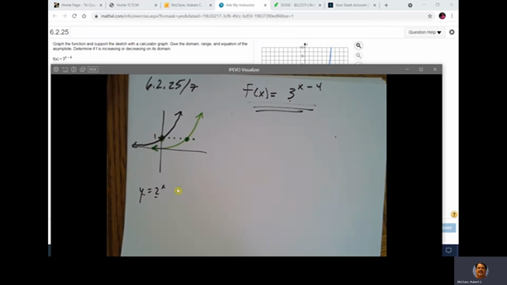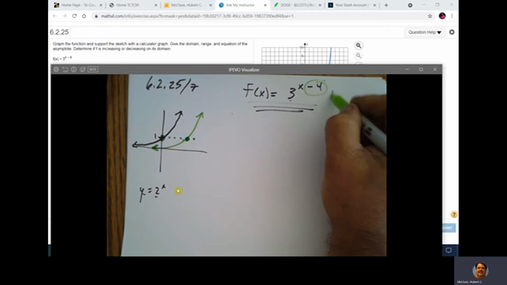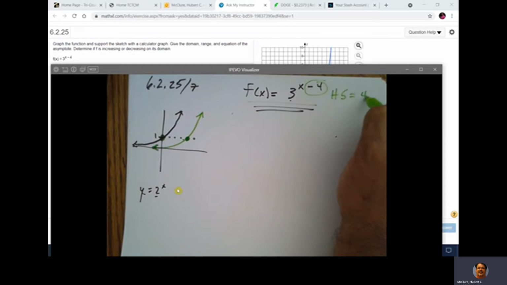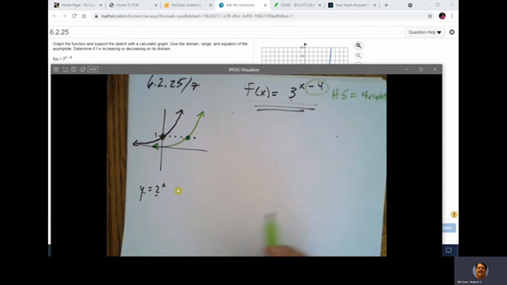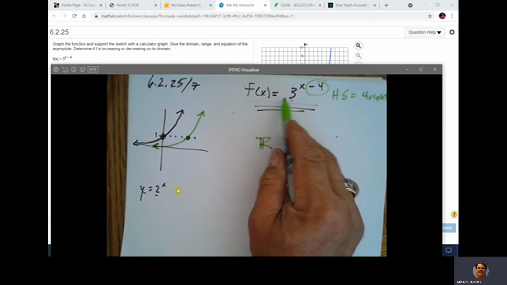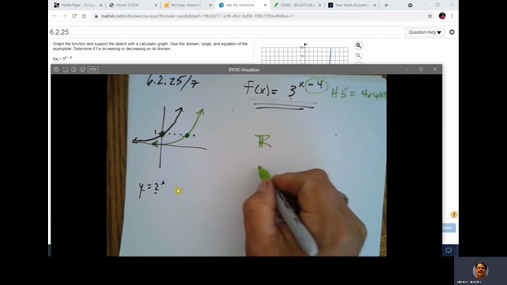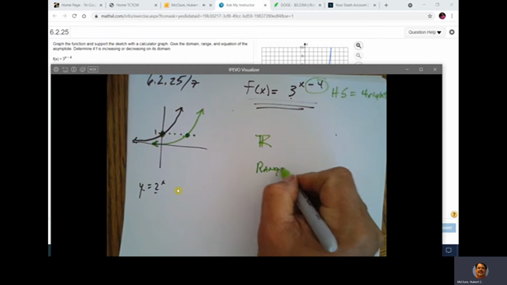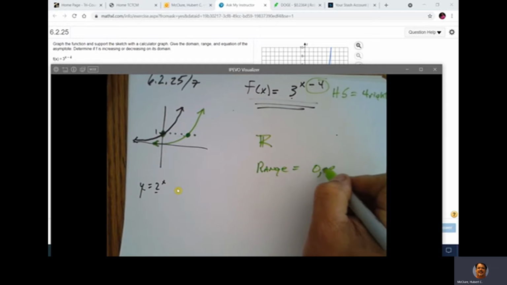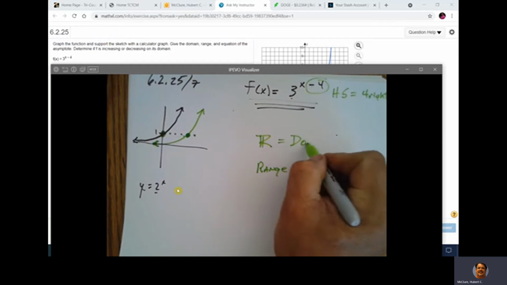Of course, you can check that on your calculator, but the horizontal shift is 4 to the right. Domain is all real numbers because you don't have a fraction and you don't have a radical. And the range is from 0 to infinity. You don't touch 0, and this is equal to the domain.